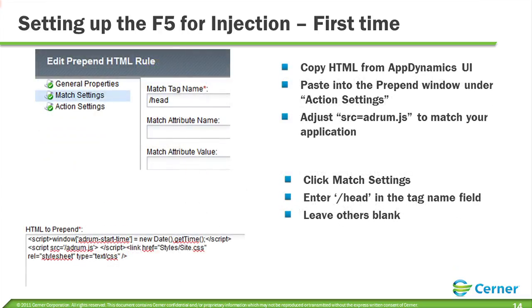Next, you copy and paste the JavaScript that the AppDynamics UI gives you from the controller just into the prepend rule. Set your match settings to wherever you want it to appear in the page, and then just make sure that the src equals line matches wherever you had to put the file.